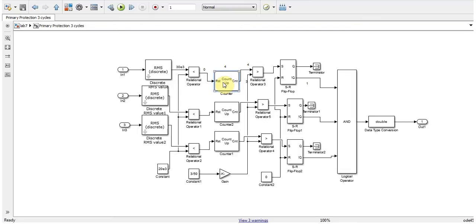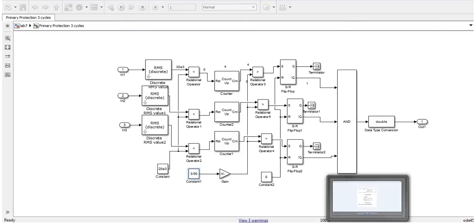Now let's suppose that when the fault occurs, the current overshoots to 30 into 10 raised to the power 3 amperes, which is more than the 20 ampere safety value or reference point. The condition gets false and we get 0 over here. When we get 0 over here, the counter will not reset and starts counting. And after the 3rd cycle, when the 4th cycle comes, 4 is obviously greater than 3, and again the condition will come true.